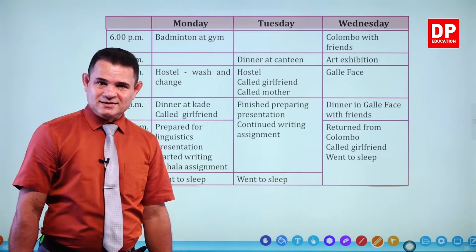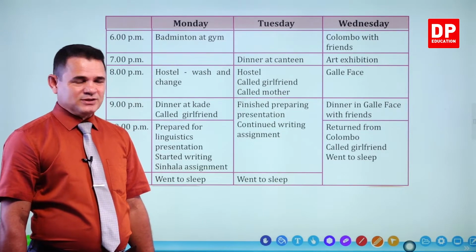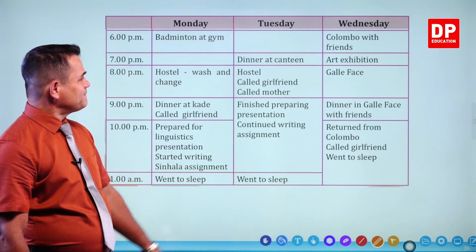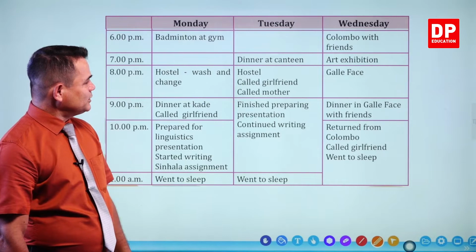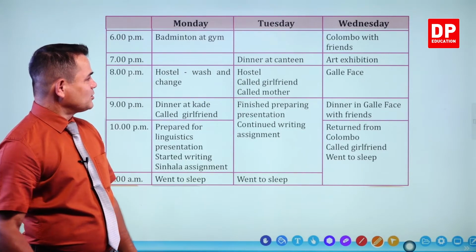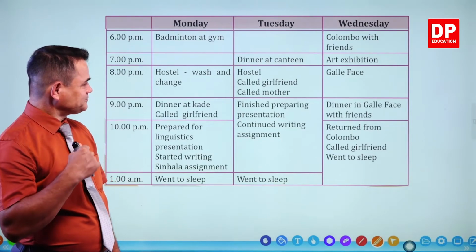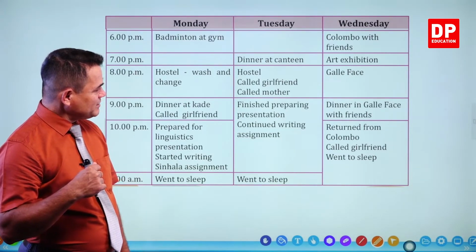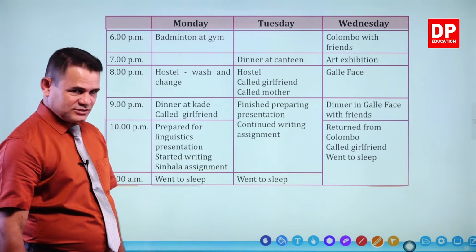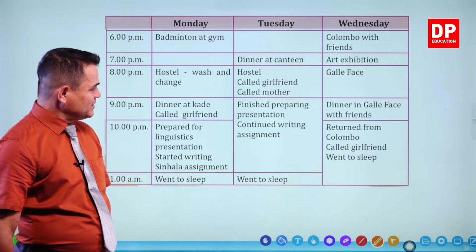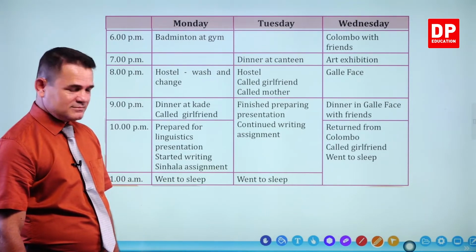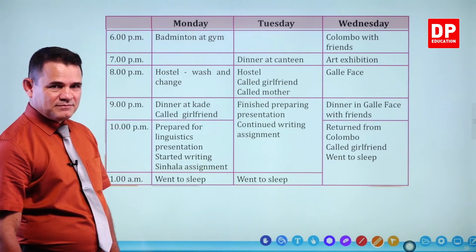1 a.m. Very hardworking student. And Tuesday, dinner at canteen, hostel, called girlfriend, called mother, finished preparing presentation. Continued writing assignment. Went to sleep.